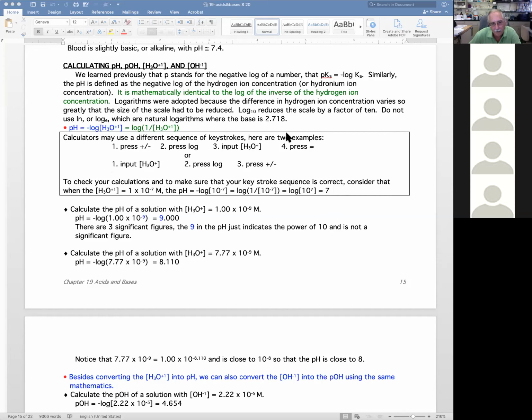So another thing I could point out is that is a property of logarithms. Notice that the negative log is the same thing as the log of the inverse of whatever you take the negative log of. See how that works? So another way to do the log is you take the hydronium ion, flip it over by doing the inverse function, and then take the logarithm of that. That's the same thing as taking the log and then changing the sign.